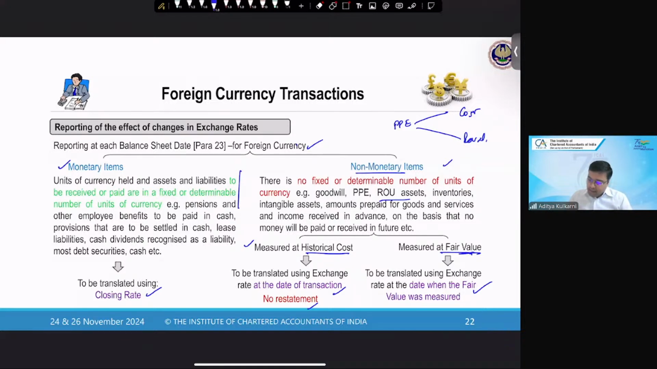Suppose I revalued the PPE because I follow the revaluation model. Now, when I follow the revaluation model, the PPE is in foreign currency. Okay.